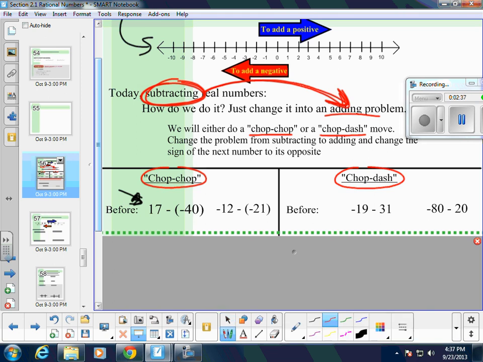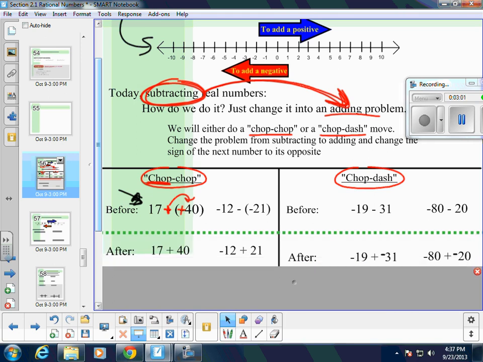In a problem like this, here's what chop chop looks like. The first chop means that I'm changing this subtraction problem into an addition problem. So I draw a line here, like a chop. I chop that subtraction sign, and I just change it into an addition sign. Then the second chop means I have to change the sign of the next number, and in this case, it's negative 40. So I chop that also into an addition sign and make that positive 40.